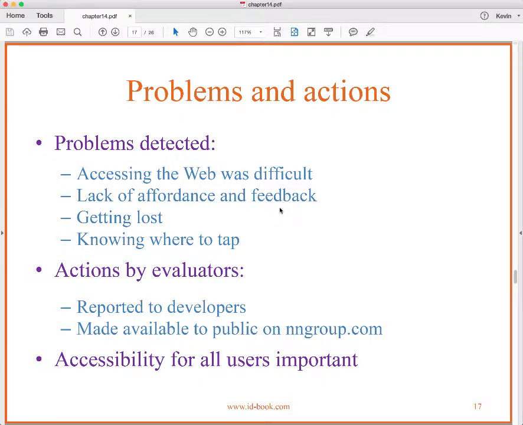What did the evaluators do? Well, they reported their findings to the developers, and again, the developers here were prospective developers of either applications or websites who wanted to know exactly what the issues were, and they made the reports available to the public on nngroup.com, which is the website of this fairly prominent interaction design consulting firm.